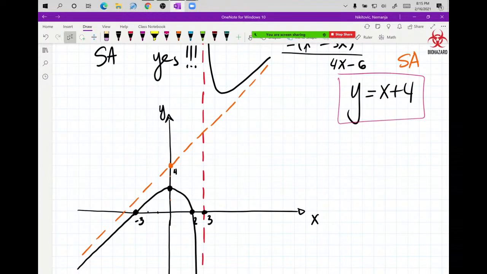So now you can go and take the original graph, plug it into a graphing utility, and verify that this is it. So that's graphing rational functions. I know it's a lot, but one step at a time, small chunks.